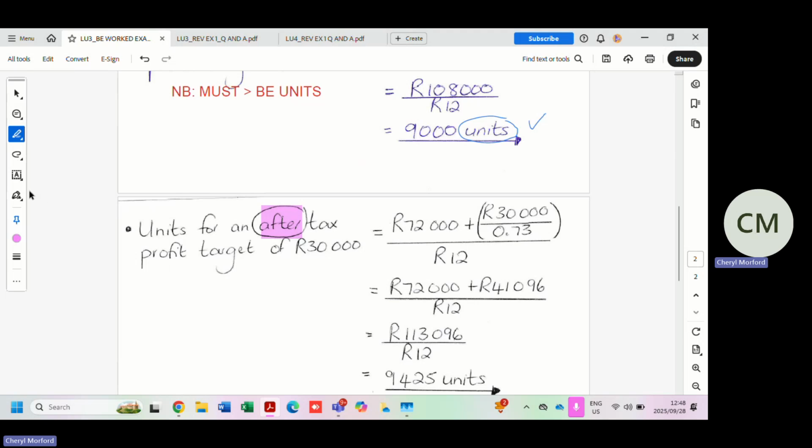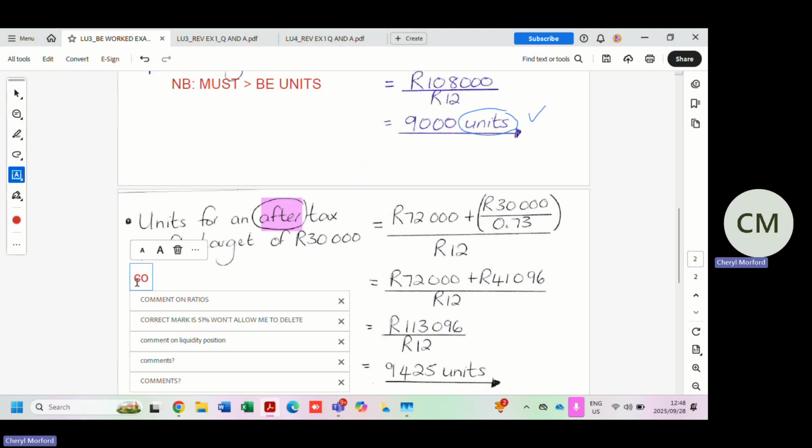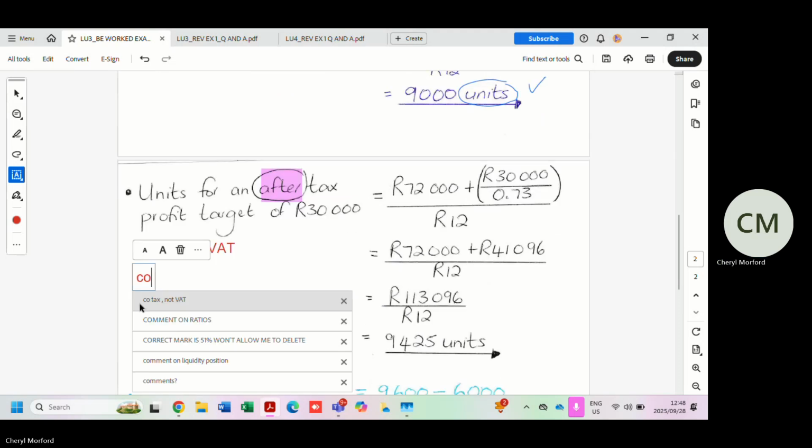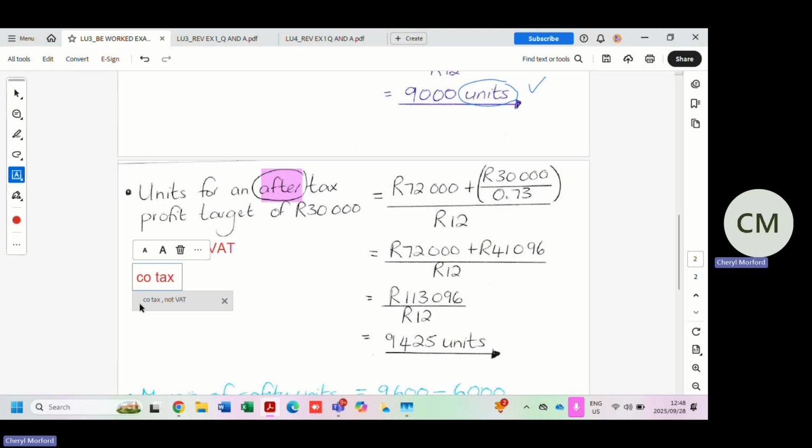What we are talking about here, that's also worth considering, is that the tax we're talking about is corporate or company tax. We are not, please, going to be mixing it up with the sales tax, which is VAT. It's company tax, and we're going to use the most recent relevant rate. The corporate tax rate that we're going to use is equal to 27% of taxable profits.